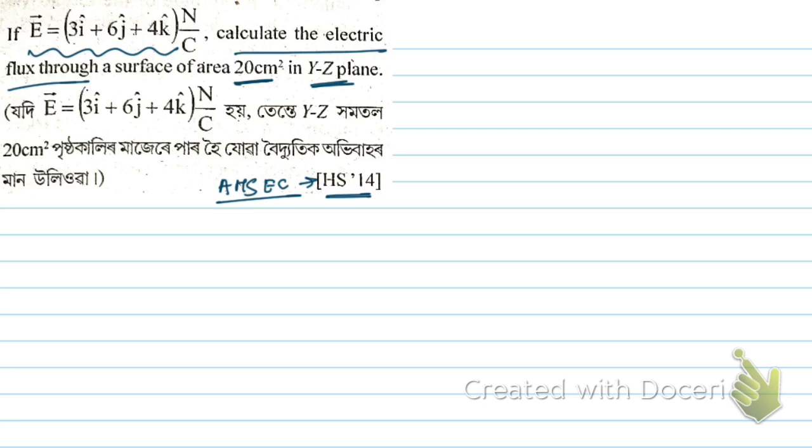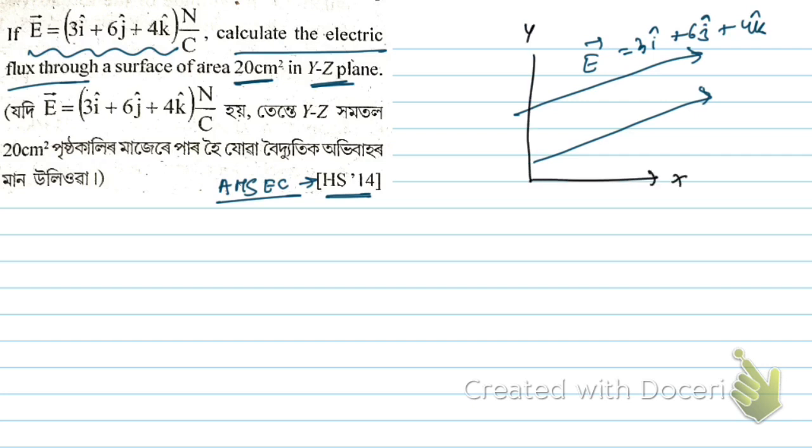Now you see, there is the electric field, which is given by 3I cap plus 6J cap plus 4K cap, right? Let me take this as x-axis, this as y-axis, and this as the z-axis, and in YZ plane there is an area. That area is equal to 20 centimeter square.